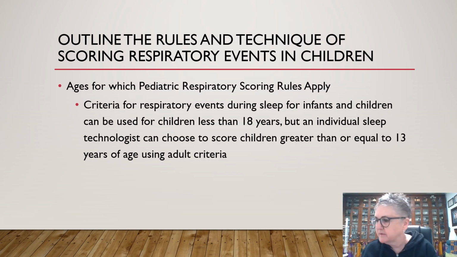Okay, we're at the last objective for this week, and that is to outline the rules and technique of scoring respiratory events in children. First of all, let's define children. Ages for which the pediatric respiratory scoring rules apply include the criteria for respiratory events during sleep for infants and children can be used for children less than 18 years, but an individual sleep technologist can choose to score children greater than or equal to 13 years of age using the adult criteria.